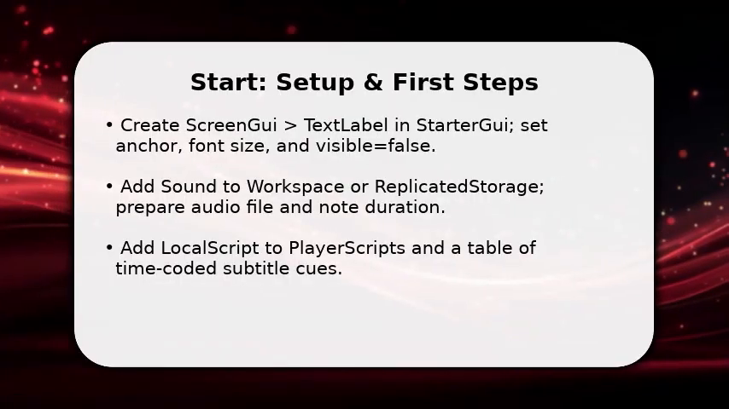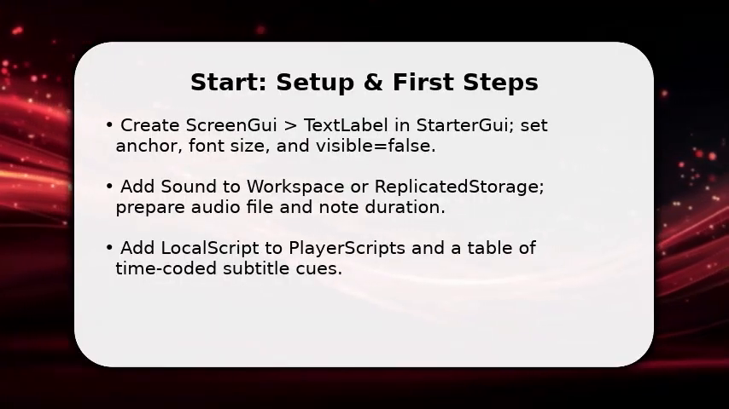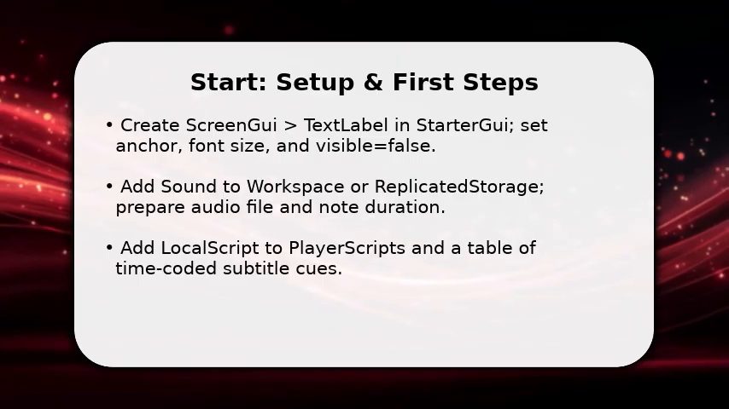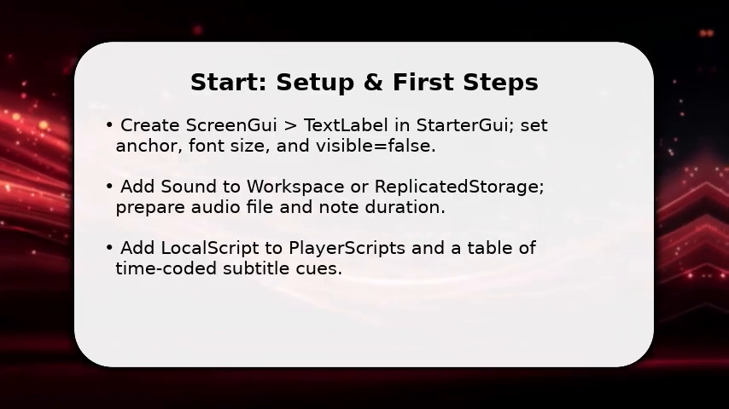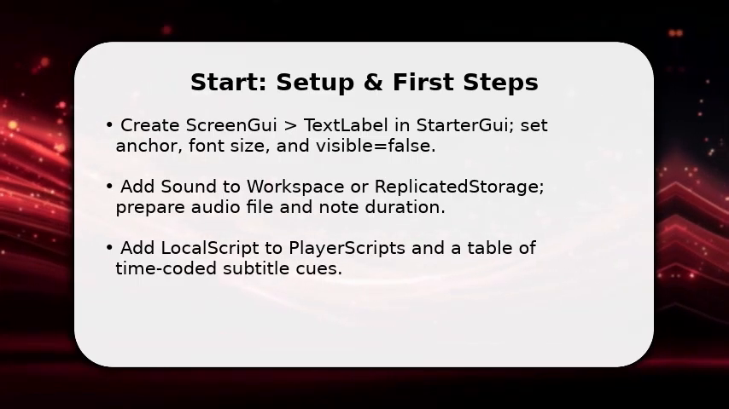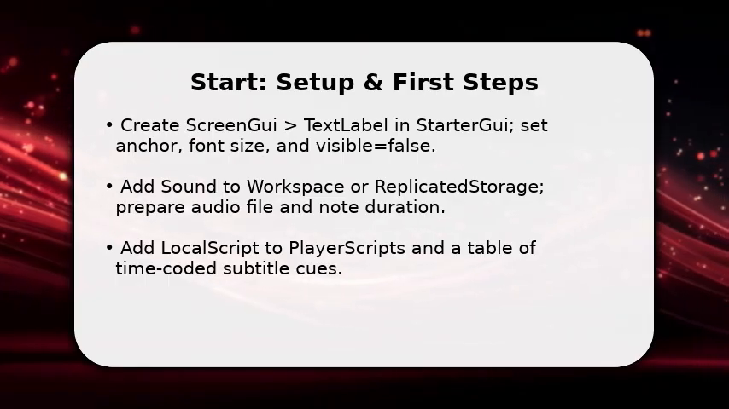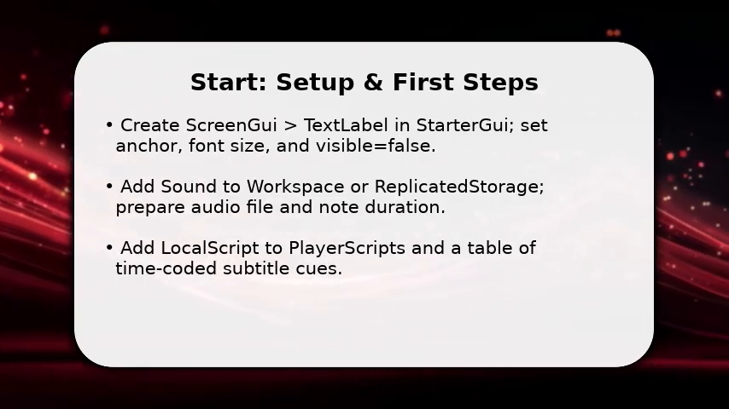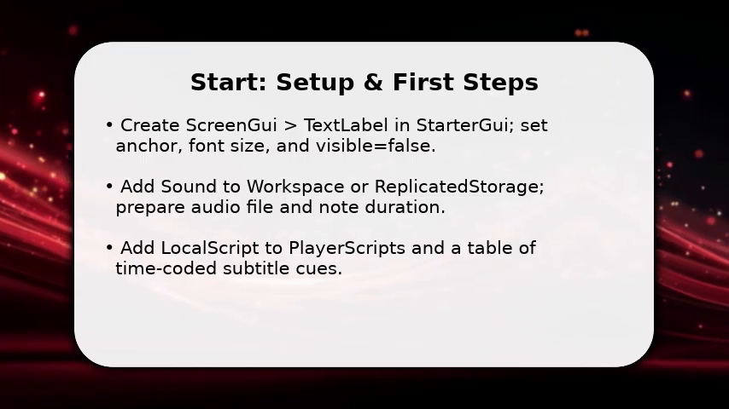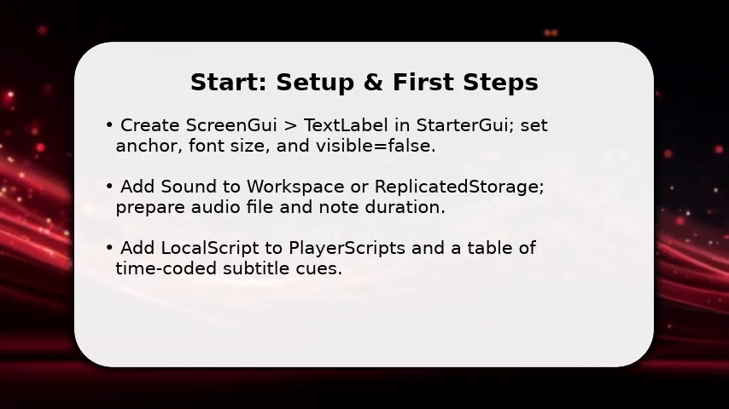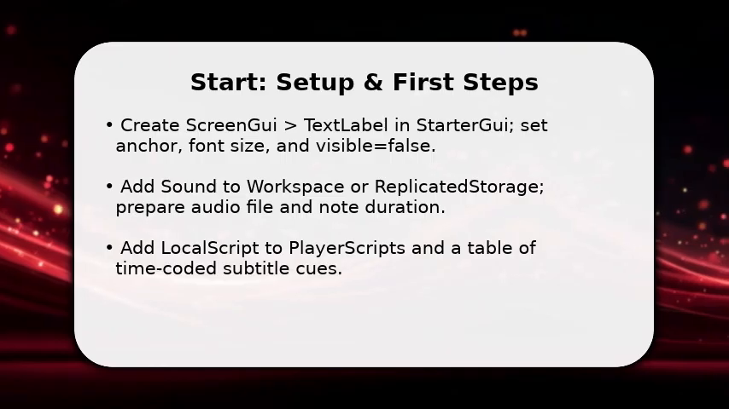You begin by creating a screen GUI and a text label in Starter GUI so subtitles display per player. Once done, import your audio into Workspace or replicated storage and confirm its length. Next, add a local script that defines an ordered table of cues with start and end times and text. Make sure the text label is initially invisible.